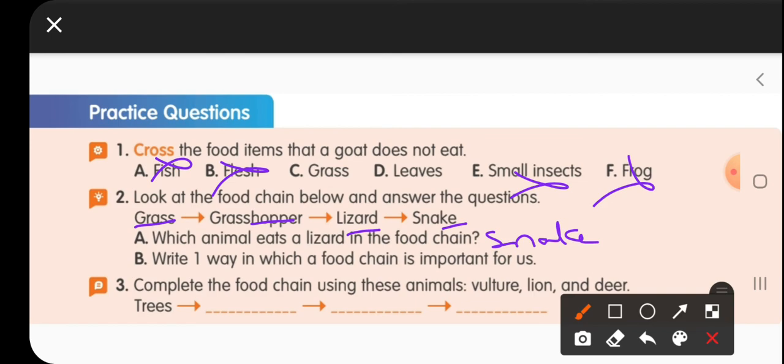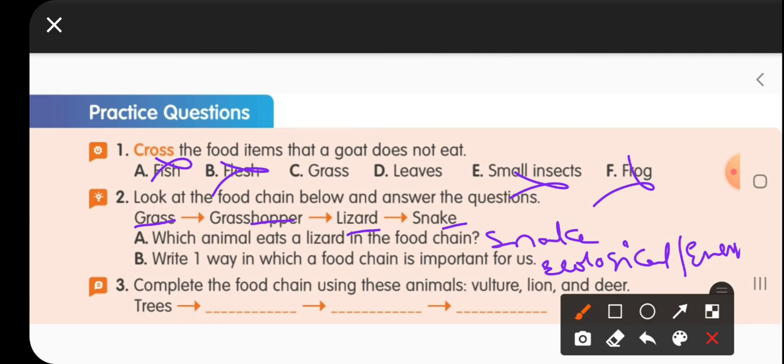Now the big question: write one way in which a food chain is important for us. How is the food chain important for us? It is maintaining the ecological balance. It is maintaining the natural balance. It is even giving information about energy flow between the animals.